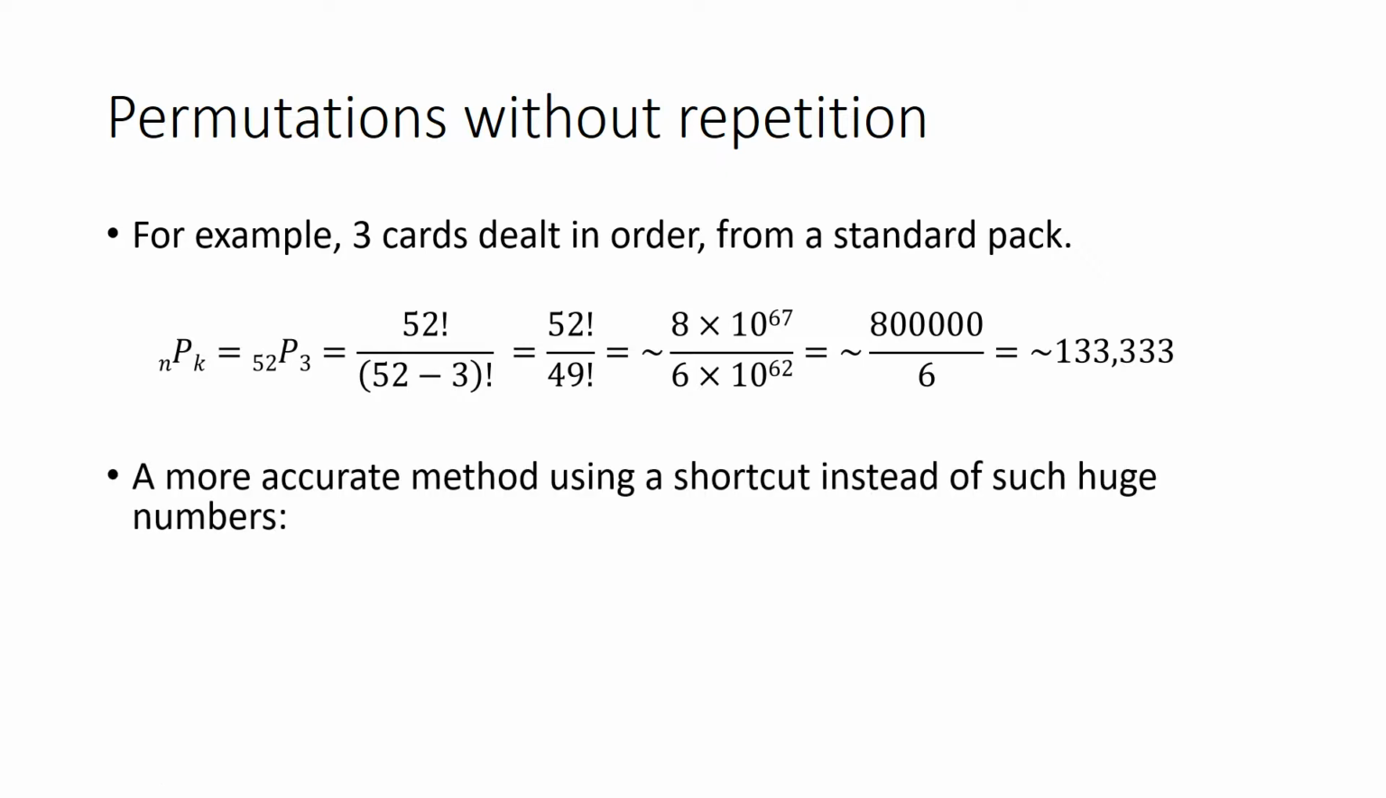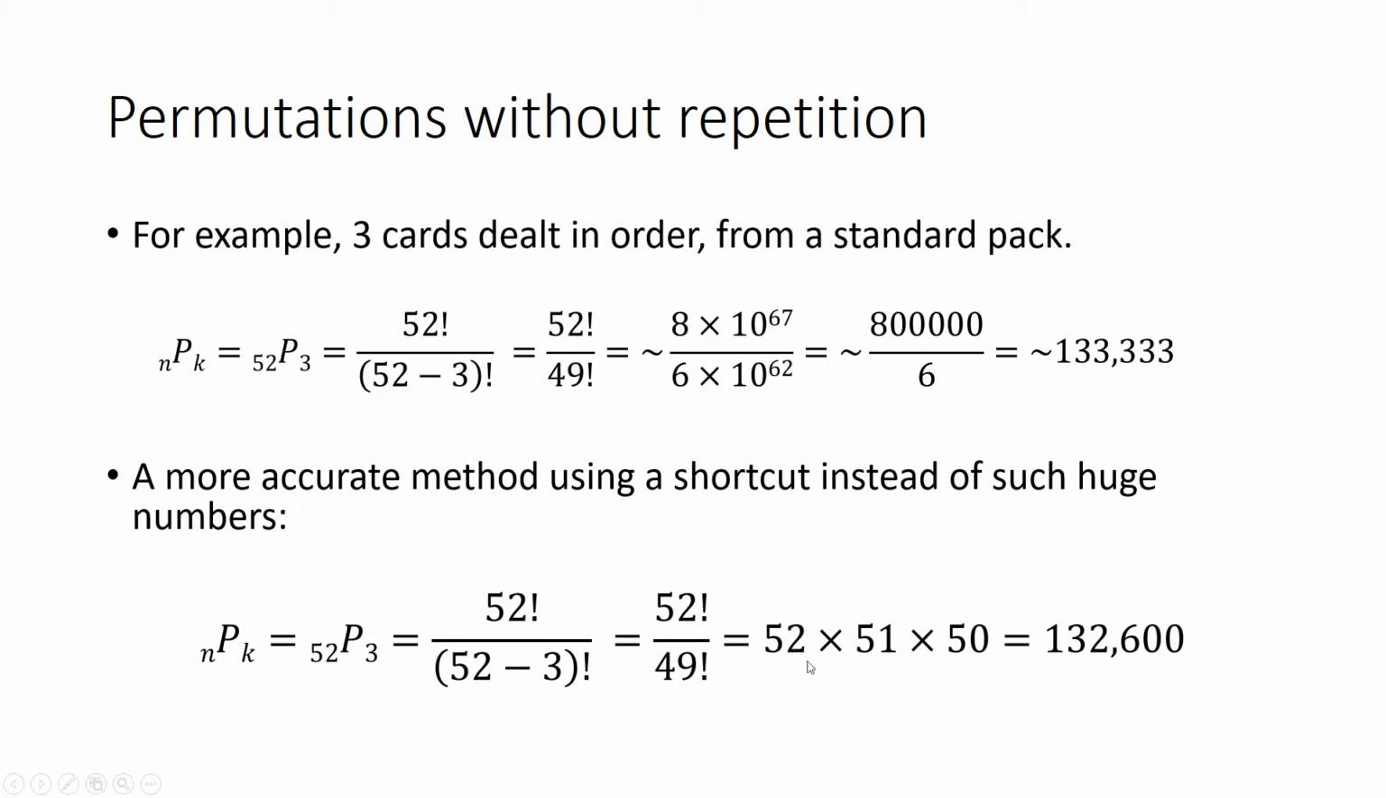A more accurate method uses a slight shortcut, and it cuts down on these enormous numbers. Now, you may already be aware of this, but 52 factorial is 52 times 51 times 50 times 49 times 48 times 47, etc. 49 factorial is 49 times 48 times 47 times 46, etc. Now, some of that is the same. We've got 52 times 51 times 50, and then it's times 49 times 48 times 47, which is the exact same thing you've got on the bottom here. So you can actually just do the first few multiplications and ignore the rest.